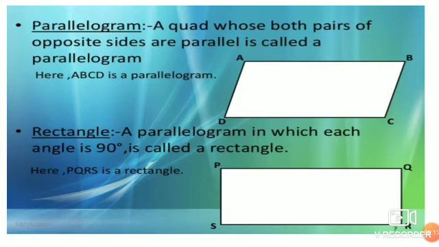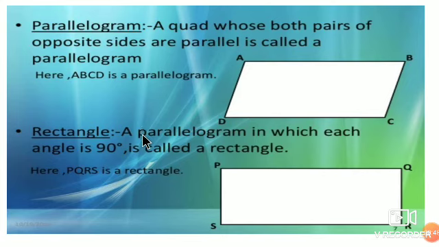Parallelogram. A quadrilateral whose both pairs of opposite sides are parallel is called a parallelogram. Side AB and side DC are the opposite sides and they are parallel to each other. Same way, side AD and side BC are opposite to each other and parallel to each other. So a quadrilateral is a parallelogram if it has two pairs of opposite sides parallel.